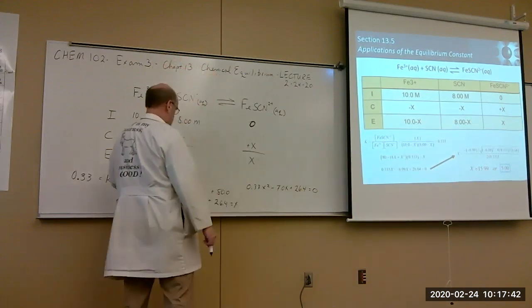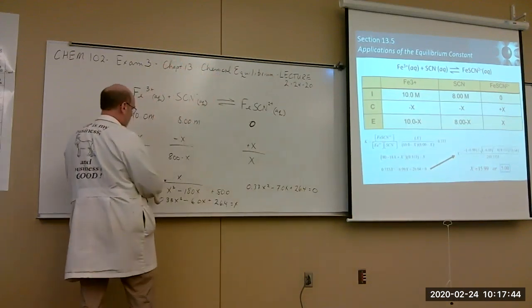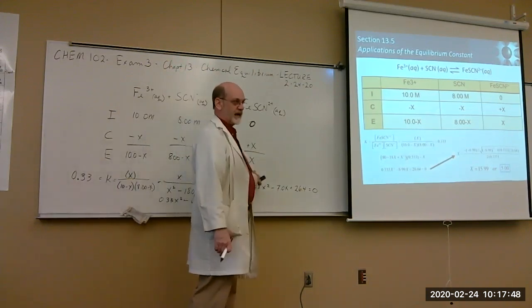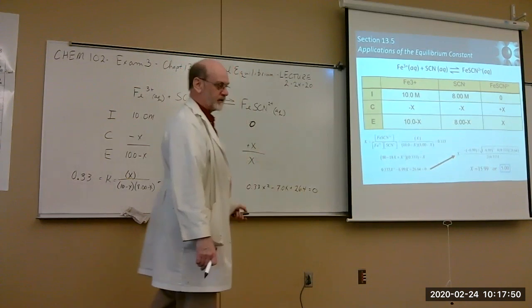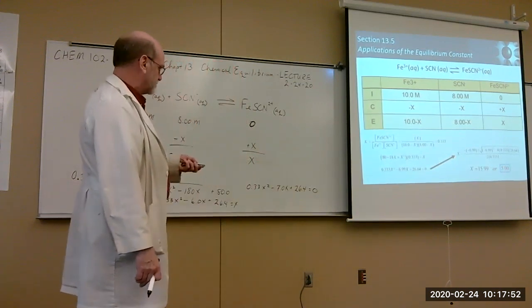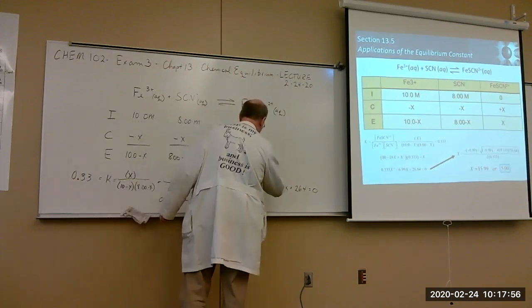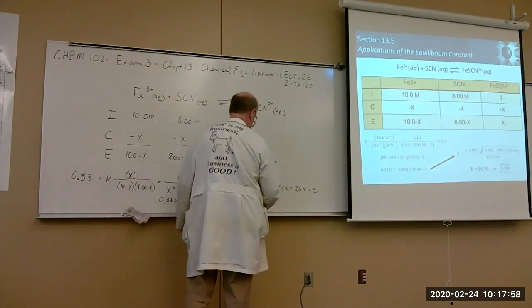So can we get 15.99 out of 10 or out of 8? No. There's not enough material to give you 15.99. So it has to be the other one. It has to be 5. So x equals 5 molar.